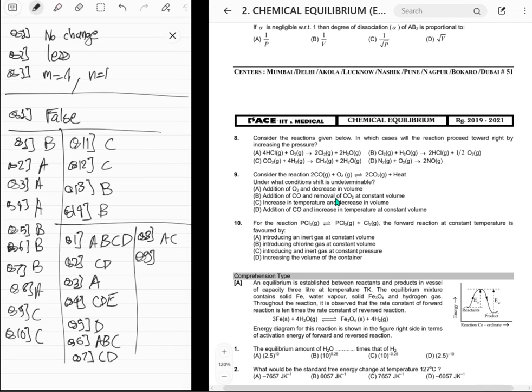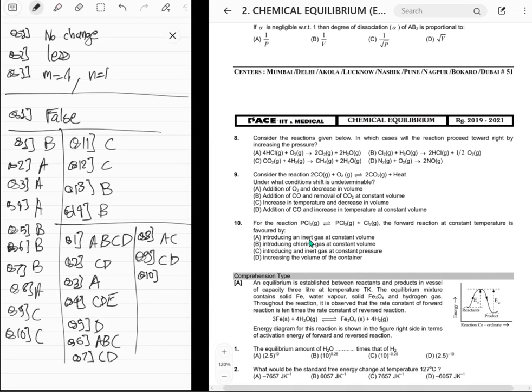Addition of CO and removal of CO2. No, B is definitely understandable. C, increase in temperature and decrease in volume. Increase in temperature will favor the backward reaction, and decrease in volume, that means increase in pressure, favors the forward reaction. So C is what we should go for. And what's D? Addition of CO and increase in temperature at constant volume. Increase in temperature goes for the backward reaction, and addition of CO goes for the forward reaction. So D.